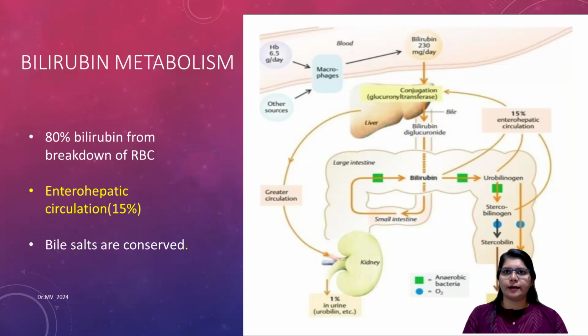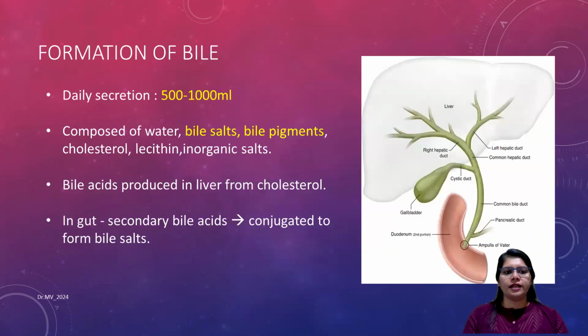The urobilinogen gets reabsorbed in the colon and goes back into the liver by the portal system. That's how bile salts are conserved. And 1% goes into the systemic circulation and is excreted via the kidneys. Almost 500 milliliters to 1 liter of bile is secreted daily. It gets collected from the right hepatic duct and left hepatic duct, goes into the common hepatic duct and then into the gallbladder, where it gets stored. There it will get concentrated five-fold.